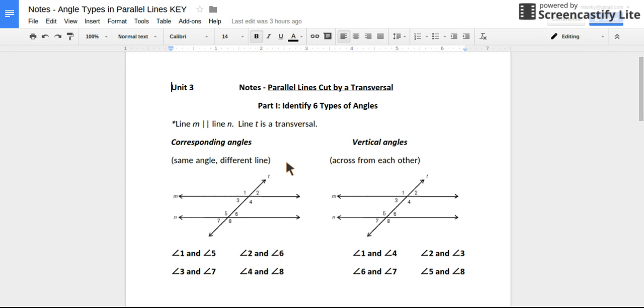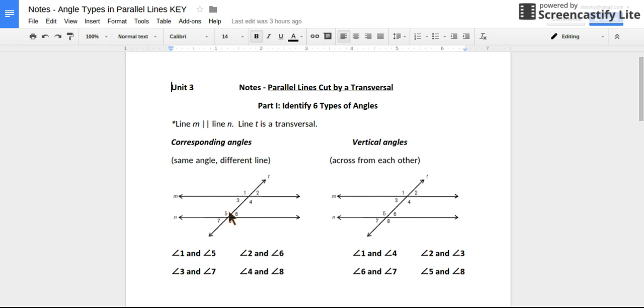To correspond means to be in the same spot but on a different line. So corresponding angles are essentially the same angle. They will be congruent. They look the same. They measure the same. They're just going to be on a different line. So for example, if we're talking about line M up here, we have 4 angles. And then on line N, we have 4 more similar angles.